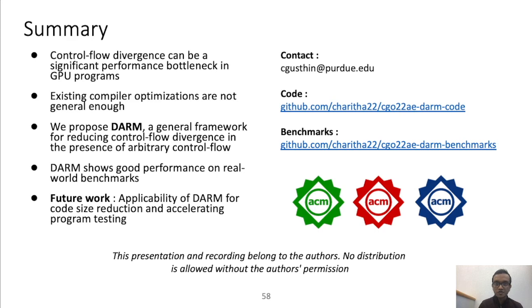To conclude, we observe that existing compiler-based divergence reduction techniques are not capable of merging control flow at region level. We propose a more general transformation called DARM to fill this gap. DARM is effective at reducing divergence in real-world GPU programs. For future work, we plan to apply DARM in several other applications, including code size reduction and accelerating program testing. Our code and benchmarks are publicly available on GitHub.